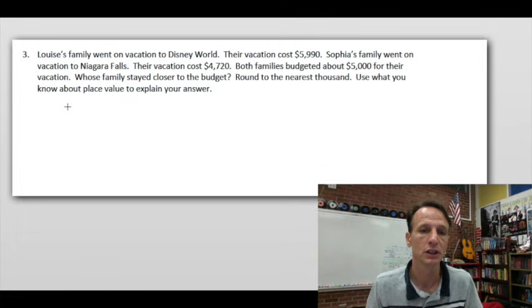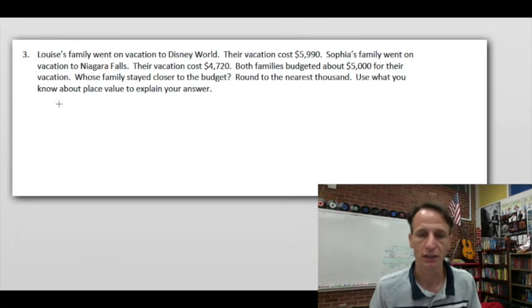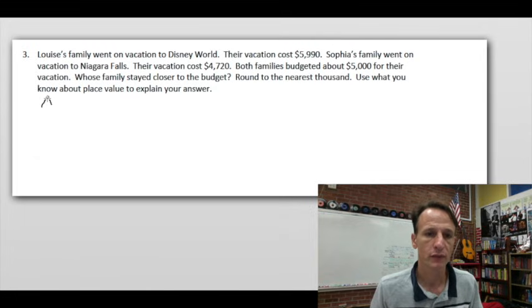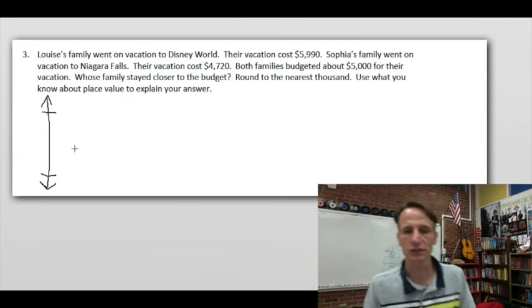That's not useful. All right, so now let's make our little vertical number line. But we are going to need 2 of them, are we not? Because we have 2 numbers we're rounding to the nearest 1,000. Let's do one at a time now. Okay, so let's start with Louise and her family going to Disney.